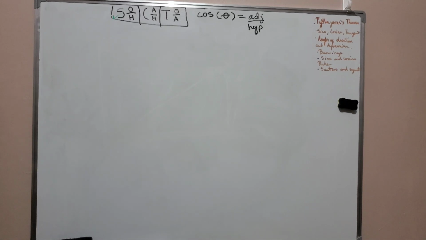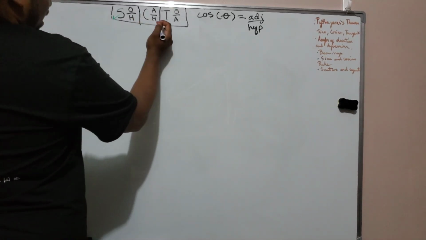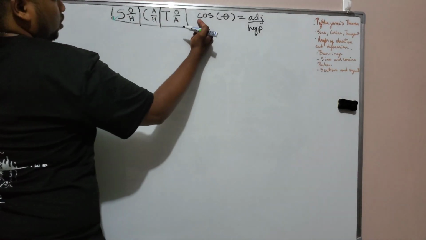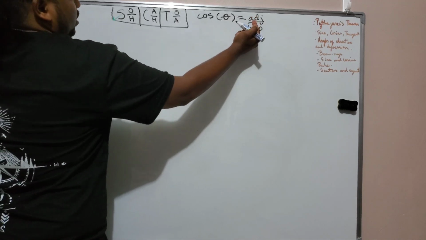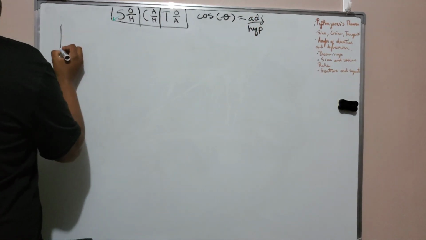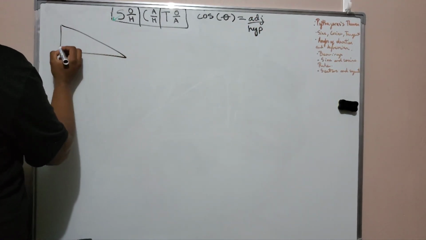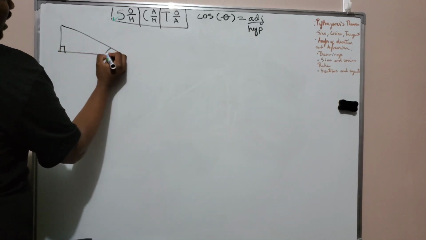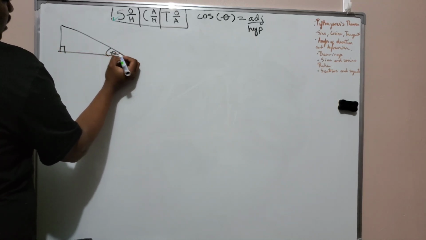Alright, let's do the next part of SOH-CAH-TOA. Now the CAH, which is cos of an angle, is equal to the adjacent over the hypotenuse, right? That is a new word now, adjacent. So let me first tell you what adjacent is, right?